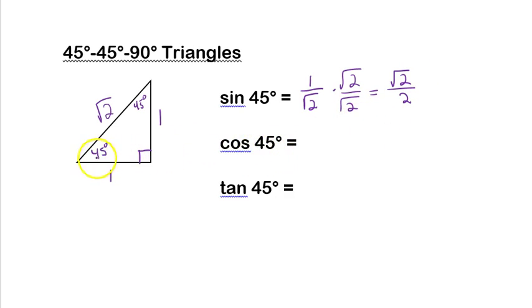Cosine of 45 degrees, cosine is adjacent over hypotenuse, so my adjacent side is 1, my hypotenuse is the square root of 2. So again, I get 1 over the square root of 2, which is the same thing I just did, so I know that that is going to be square root 2 over 2 in the end. Tangent is opposite over adjacent, so either way I look at the 45, my opposite side is 1 and my adjacent side is 1. 1 over 1 would be 1. So my three important values here are the square root of 2 over 2, the square root of 2 over 2, and 1. And so these are the values you need to know for a 45, 45, 90 triangle.